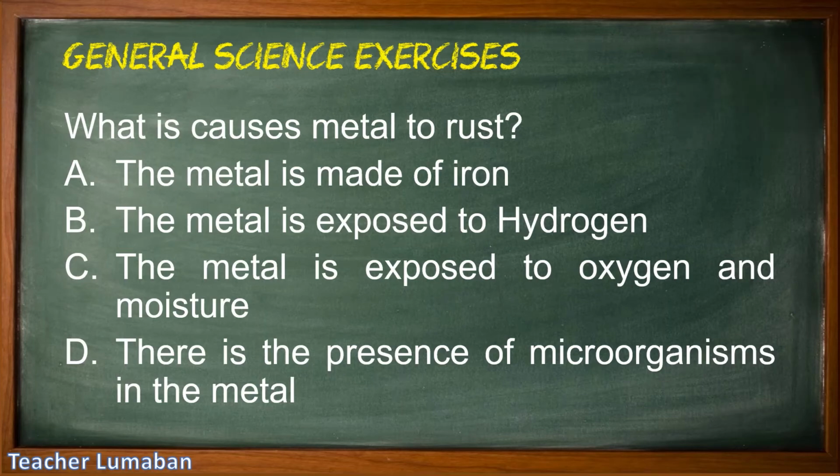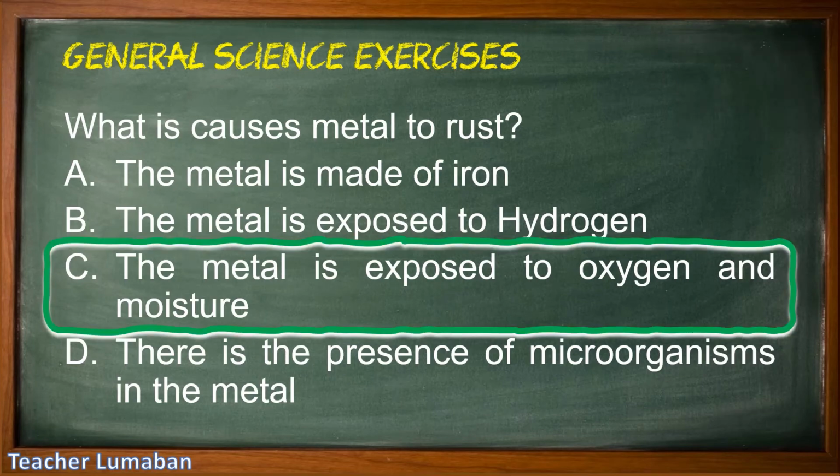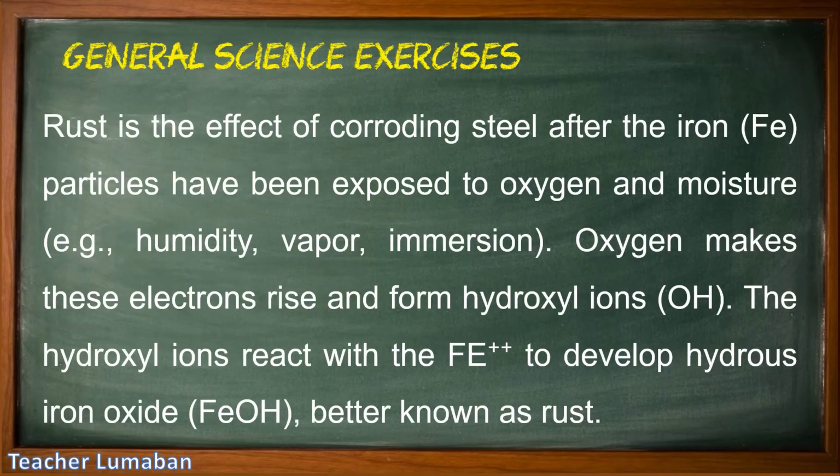The correct answer is letter C. The metal is exposed to oxygen and moisture. Rust is the effect of corroding steel after the iron, Fe, particles have been exposed to oxygen and moisture, for example humidity, vapor, immersion. Oxygen makes these electrons rise and form hydroxyl ions, OH. The hydroxyl ions react with the Fe to develop hydrous iron oxide, Fe(OH), better known as rust.